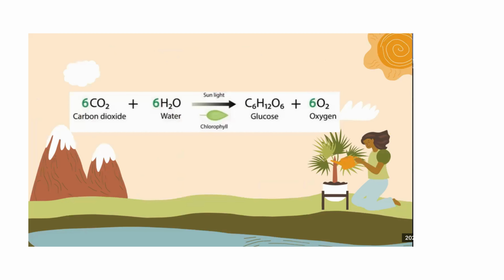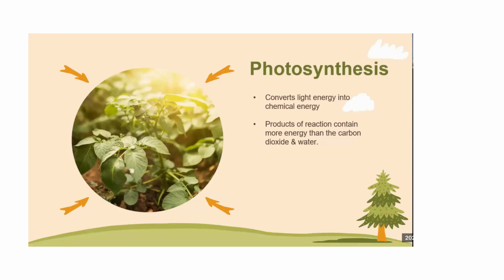So this is the equation. You need to know this. We use carbon dioxide and water in the presence of sunlight and chlorophyll to make glucose and oxygen. In photosynthesis, the light energy is converted into chemical energy. So the products of the reaction contain more energy than the carbon dioxide and water, because the products contain the energy of the light.